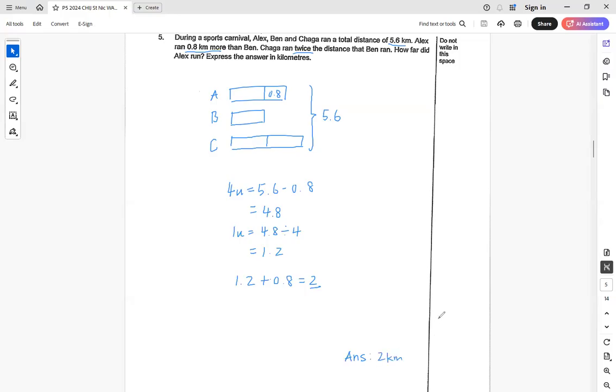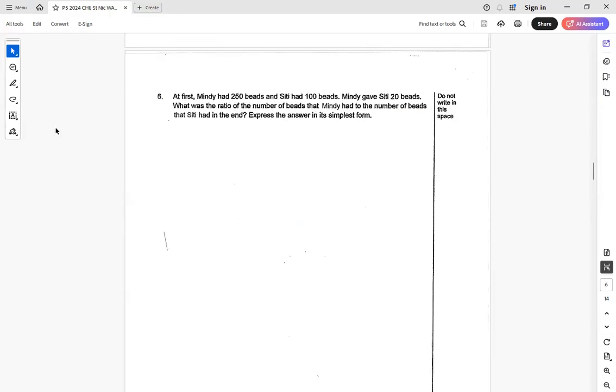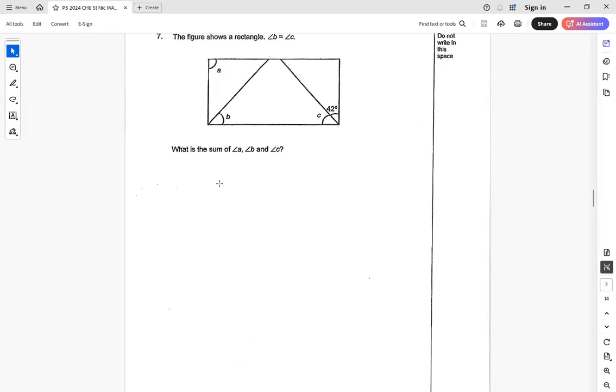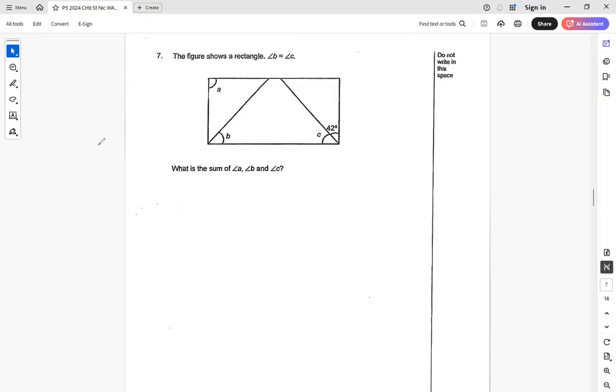Okay, let's move on to question 6. Okay, for question 6, right, this is a ratio question, same thing, not in the syllabus, so I will skip this question. Okay, then we can move on to question 7.